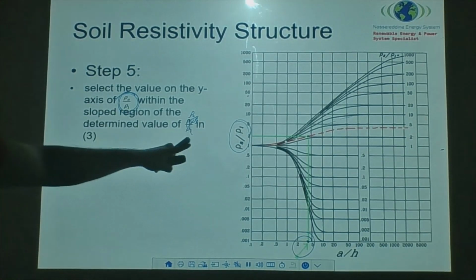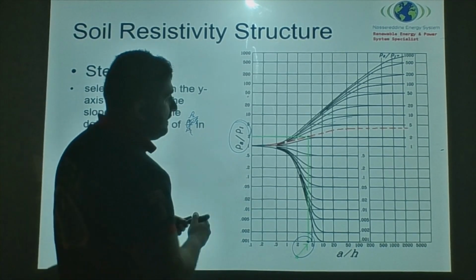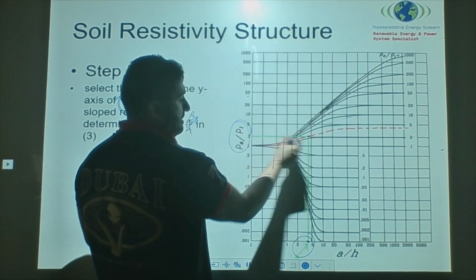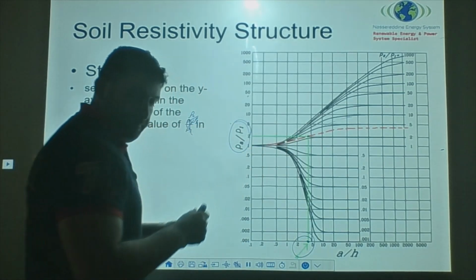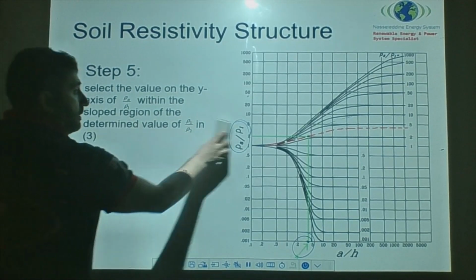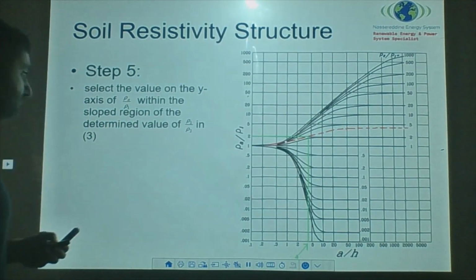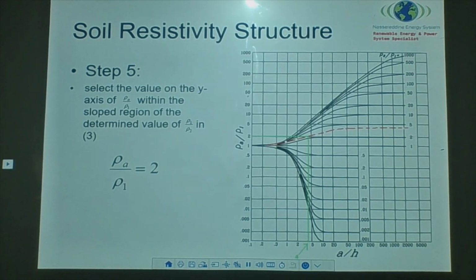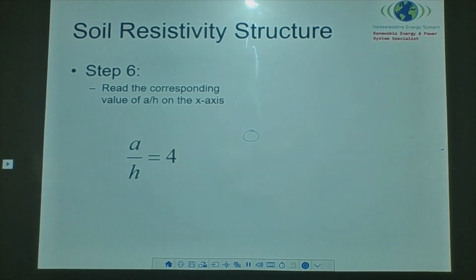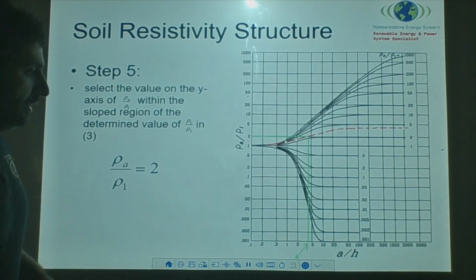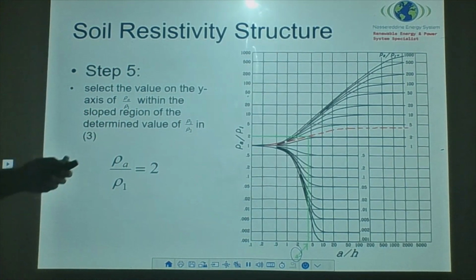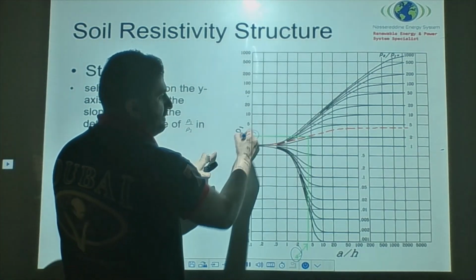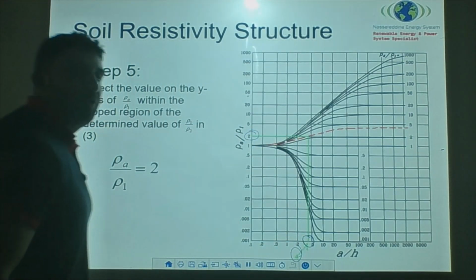Remember now, step number 5. Step number 5 is where it crosses this line. This is rho A over rho 1. I will put a line like this. Then I found this to be 2 from the graph. Step number 6. Look, what do I find from this? 4. So from this figure, when that crosses, this gives me 2, this gives me 4.